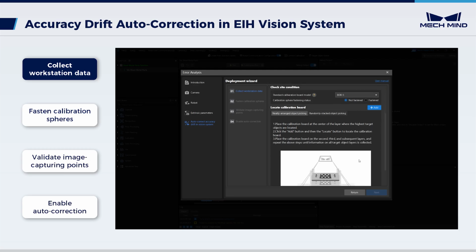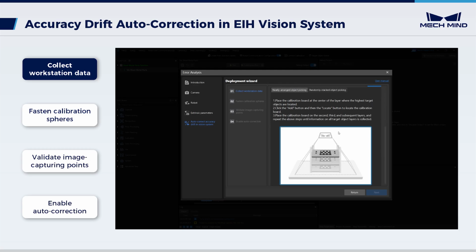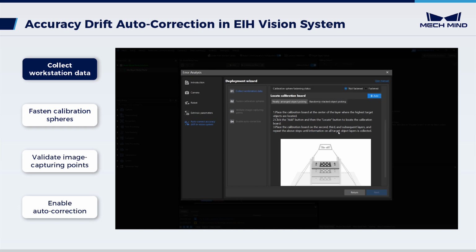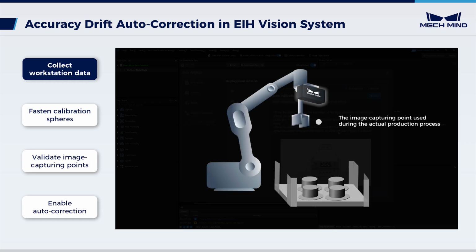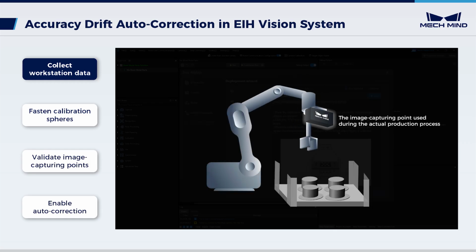Upon completion, collect the calibration board poses on different target object layers, facilitating the calculation of required calibration sphere image capturing points. In this scenario, the target objects are arranged neatly. Thus, select this. When collecting the calibration board poses, move the robot to the image capturing point above the object layer. This image capturing point must be the same as the one used in the actual production process.